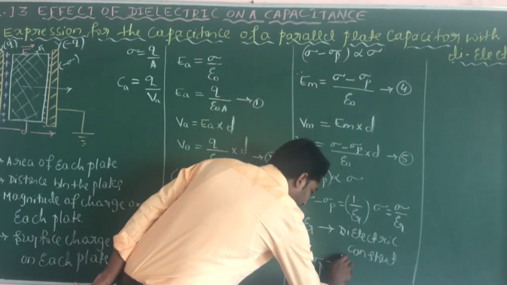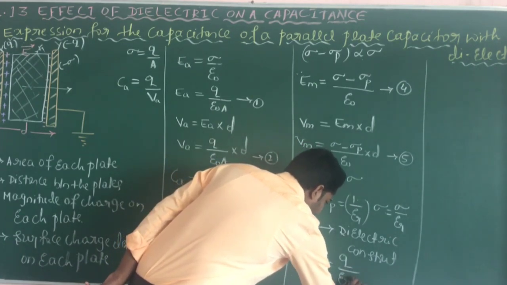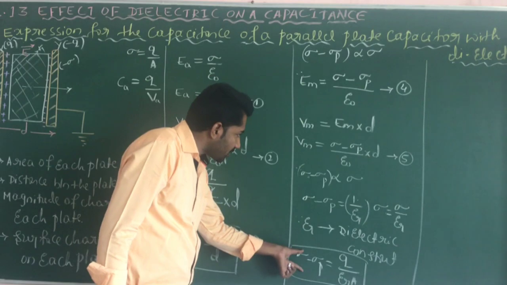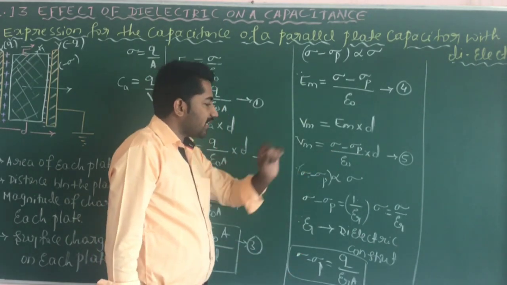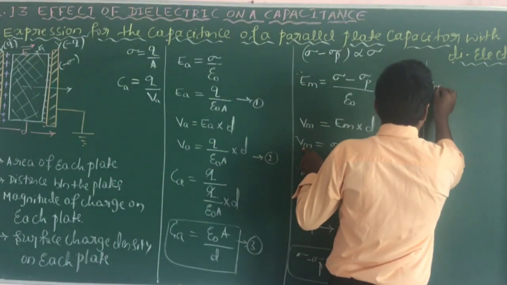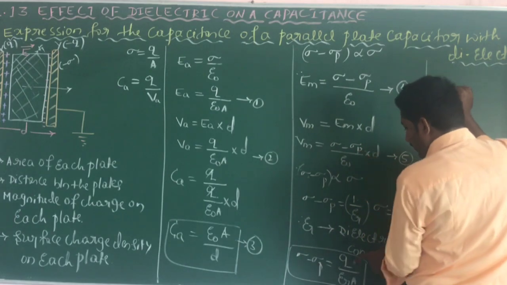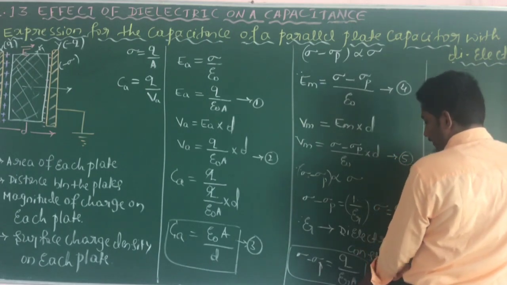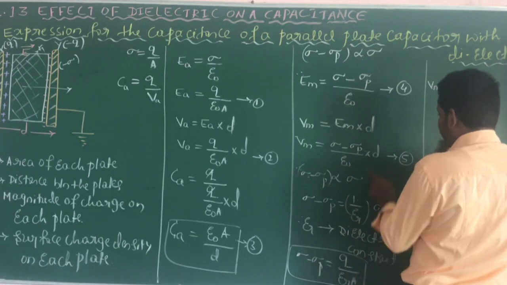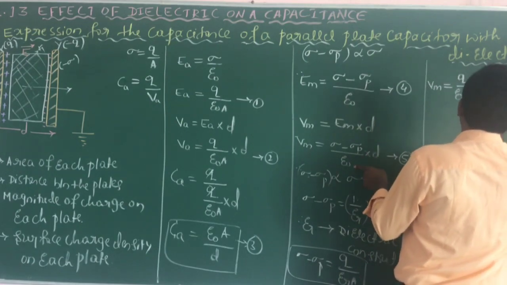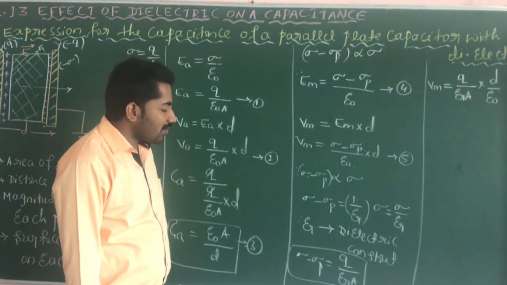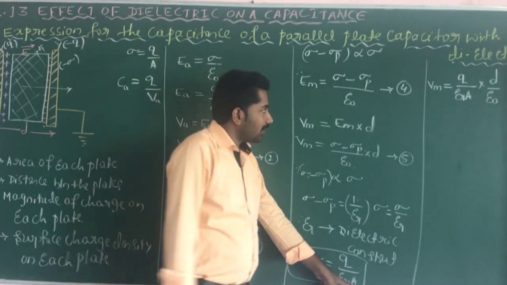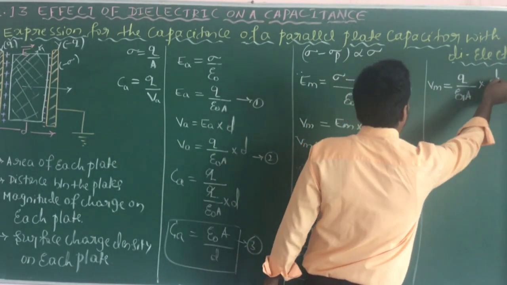Now this equation becomes sigma minus sigma p is equal to Q divided by epsilon r into A. Substitute this value in the equation, and we get the potential difference in that medium, V_m, is equal to, instead of sigma minus sigma p, Q divided by epsilon r into A, into D divided by epsilon naught.